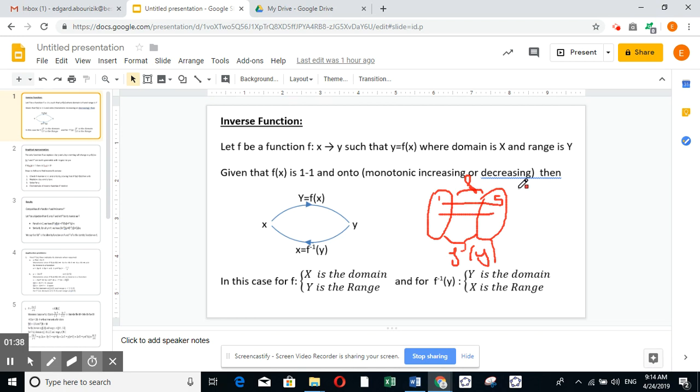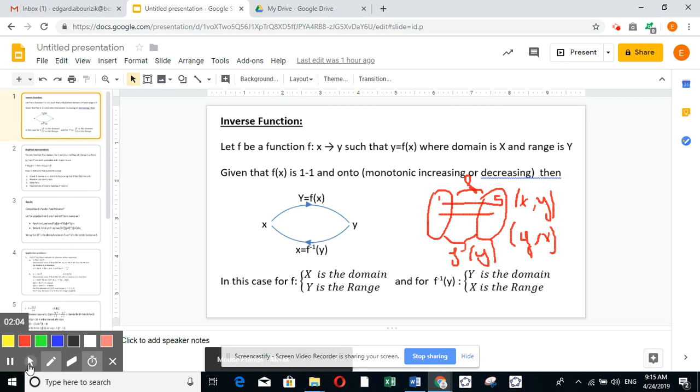So if you have a point whose coordinates are, for example, x, y, for example here 1, 5, in f inverse it will be y, x. So to find the inverse, you replace x by y and you replace y by x. And to find the inverse, you need the function to be 1 to 1 and onto. It must be a bijection, monotonic increasing or decreasing.